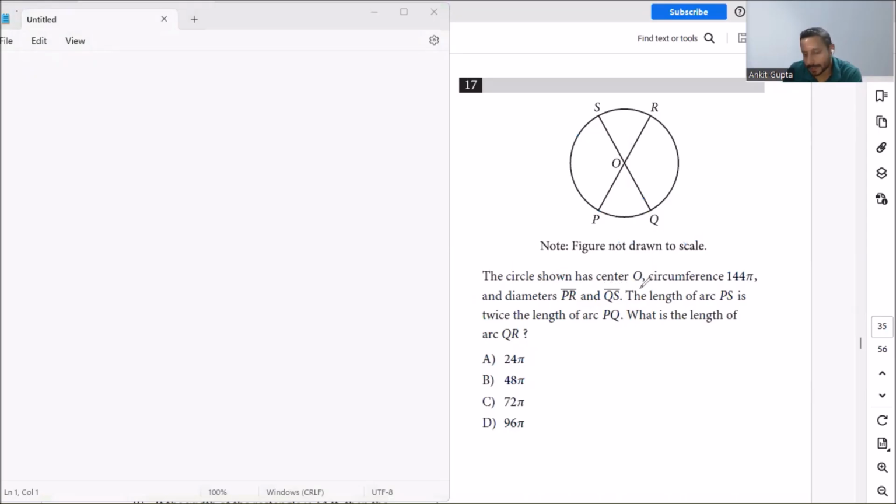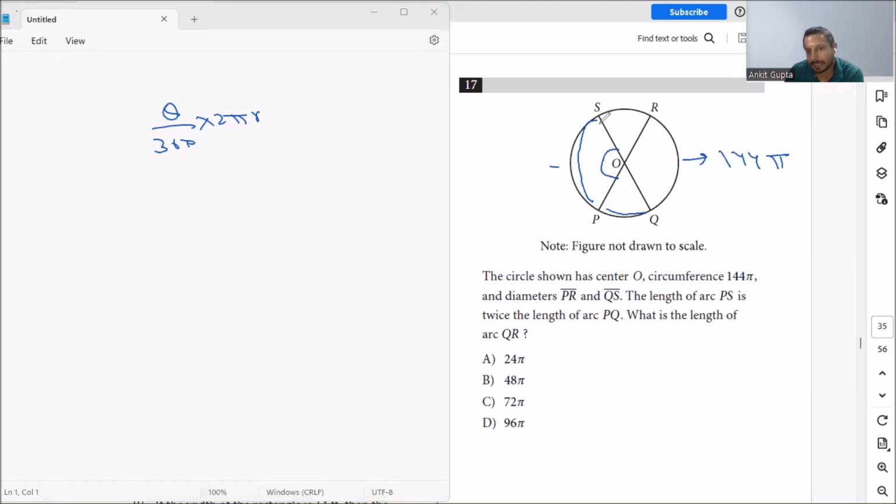The circle shown has center O, circumference of 144 pi, and PR and QS are diameters. The length of the arc PS, which is this arc, is twice the length of the arc PQ. What is the length of the arc QR? Now we know that the formula for length of an arc is theta by 360 into 2 pi r, right? Where 2 pi r is the circumference and theta is the angle which that particular arc makes at the center.